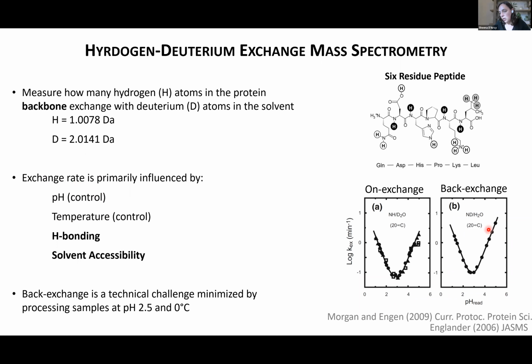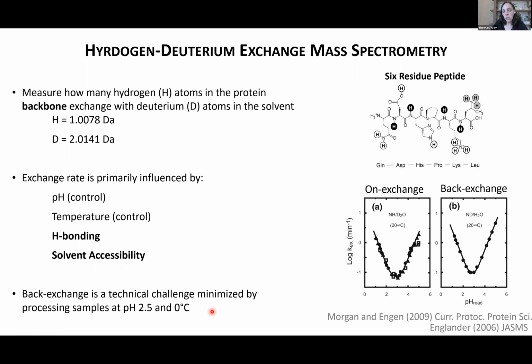Now, over here, I'm showing you the exchange rate of deuterium into the backbone amides, as well as out of the backbone amides. And what's key over here is that both of them are minimized at a pH of 2.5. This is very important when you're doing an HDX experiment, as we like to do time courses. So we expose the protein to deuterium for a set amount of time, and we try to minimize or quench that exchange by taking advantage of this minima and reducing the pH to 2.5, and then doing all of the rest of our sample processing at pH 2.5.